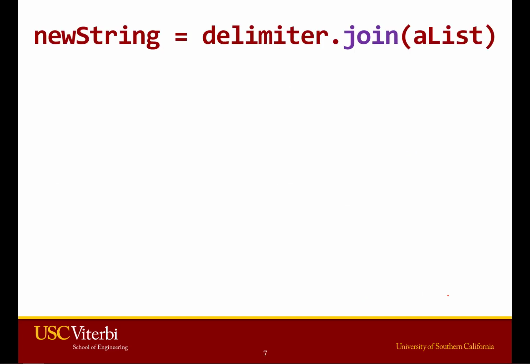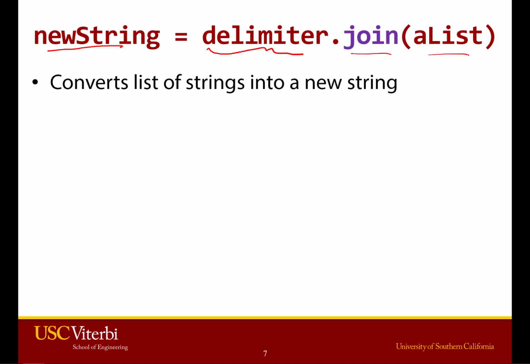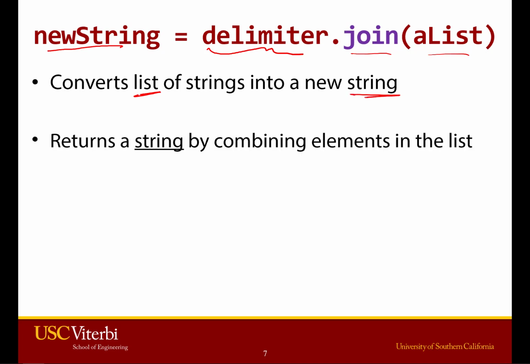The other method to look at is called join. Now, there's a lot of syntax in this. We have your new string is equal to something called a delimiter, the join command, and then the list. So there's a lot going on. Let's explore this. This method takes a list of strings and turns it into a new string. So it basically converts a list into a string. It takes every individual item in the list, squishes it together, and gives you back a string.